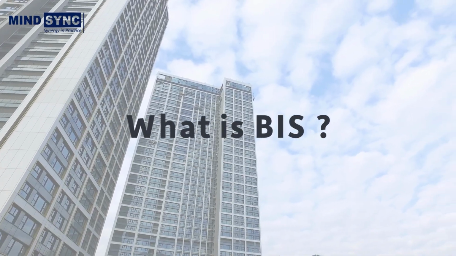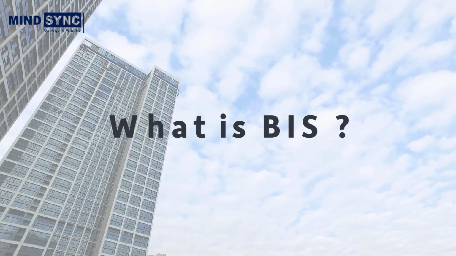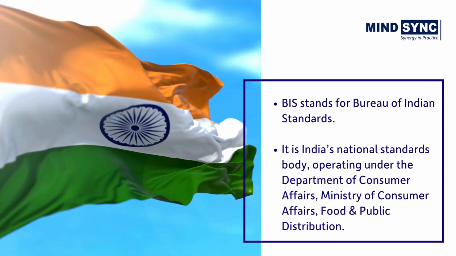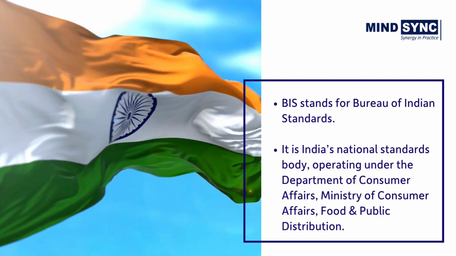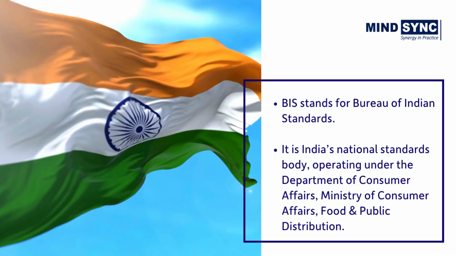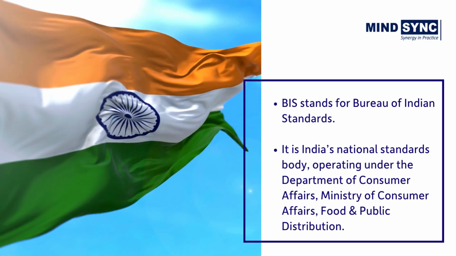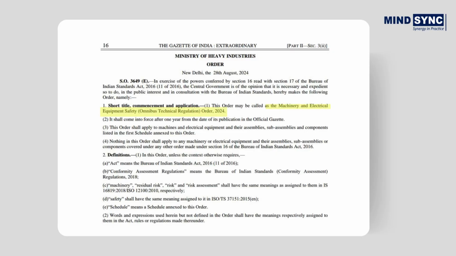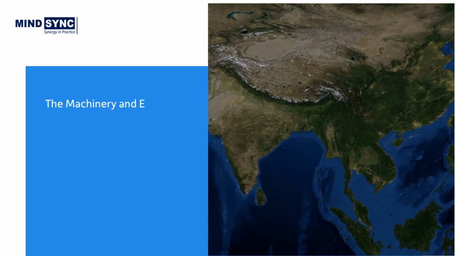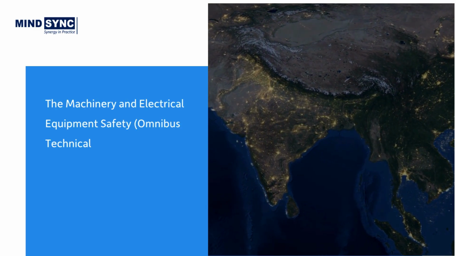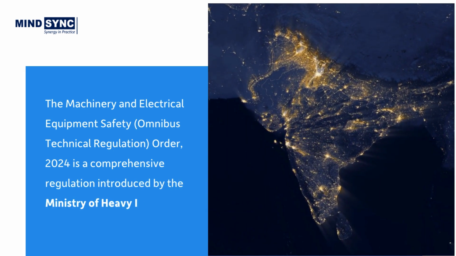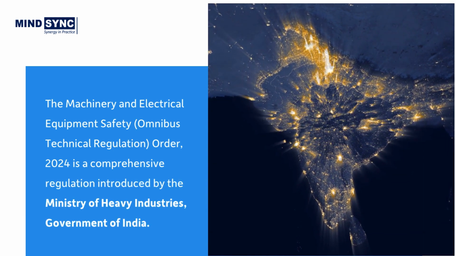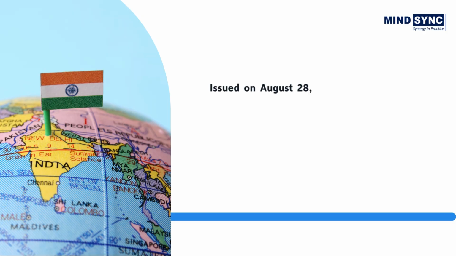Now let's understand what exactly is BIS. BIS stands for Bureau of Indian Standards. It is India's national standards body, operating under the Department of Consumer Affairs, Ministry of Consumer Affairs, Food and Public Distribution. Now let's understand what this order is all about. The Machinery and Electrical Equipment Safety, Omnibus Technical Regulation, Order, 2024 is a comprehensive regulation introduced by the Ministry of Heavy Industries, Government of India, issued on August 28, 2024.